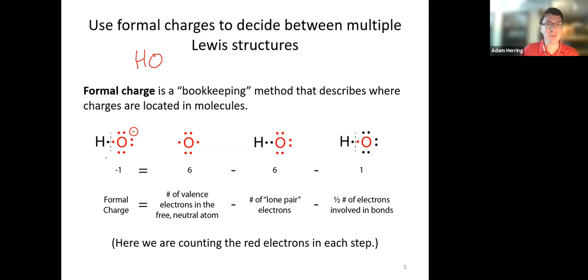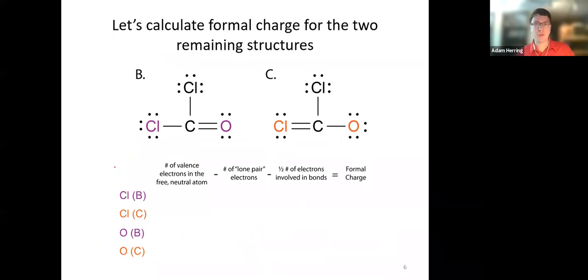If we wanted to calculate the formal charge of hydrogen, the number of valence electrons in the neutral hydrogen atom is 1. When looking at the structure, it has no lone pairs and it has one bond, and so we count half of those electrons, and so that's a total of 1 electron. So its formal charge would be 0. And when you look at this, the OH anion, we can see that the formal charges add up to be the charge on that molecule. Okay, so now let's calculate the formal charge for the 2 structures that were left over from phosgene.